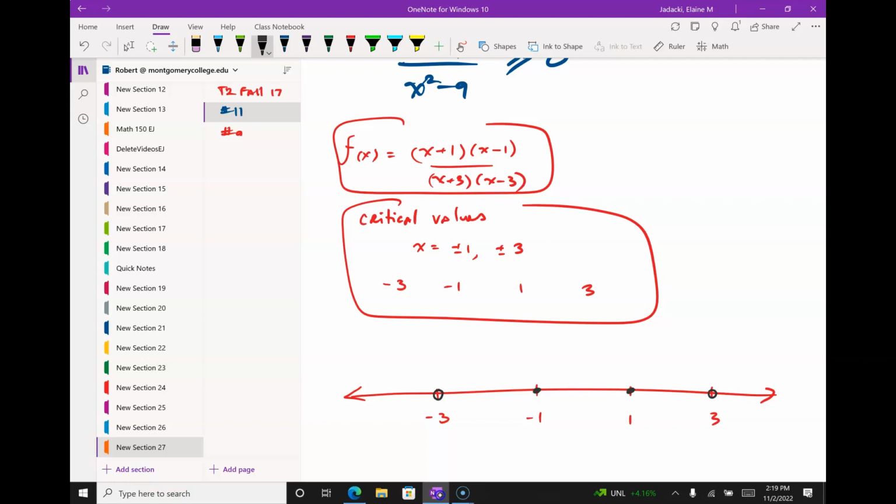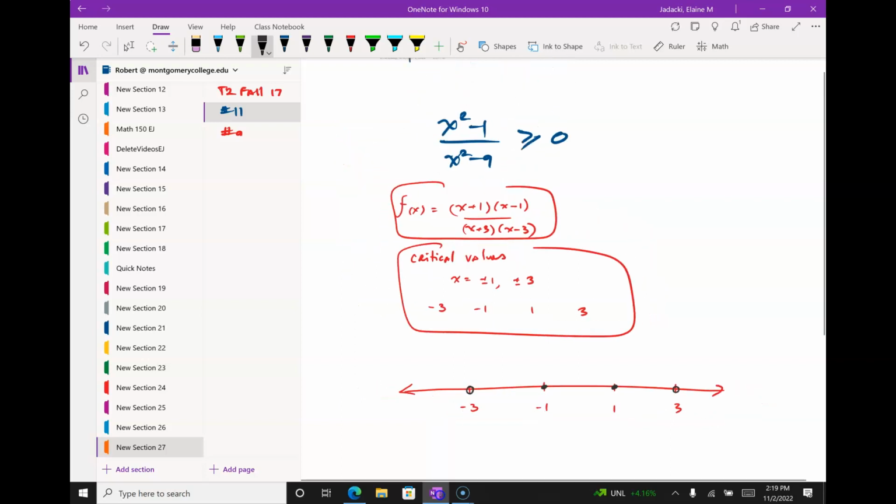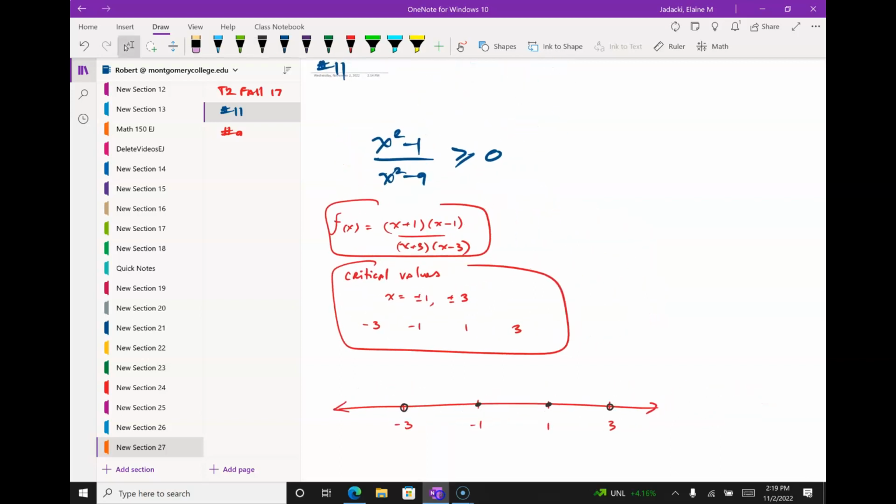Because -3 and 3 are trouble, aren't they? What would you call -3 and 3 here? Yes, vertical asymptotes, and they're the numbers that are not in the domain. So I can't use them. I can't say you can plug in a 3. You can't. But I can plug in the plus or minus 1. I can plug those in, and you already saw I got 0 when I plugged those in.